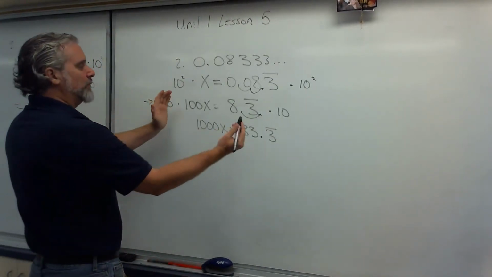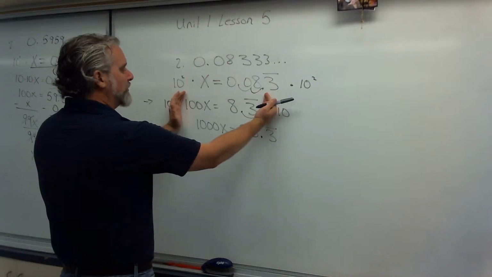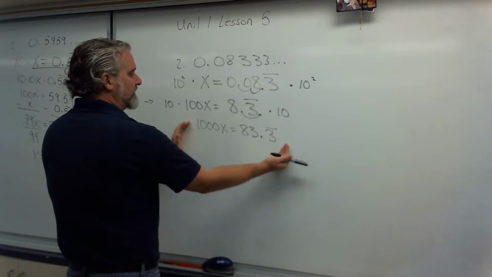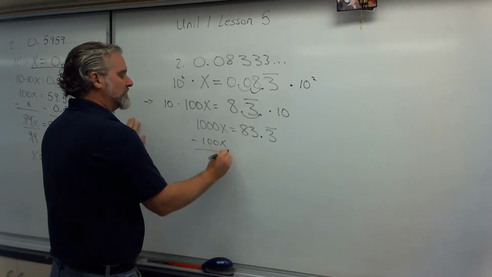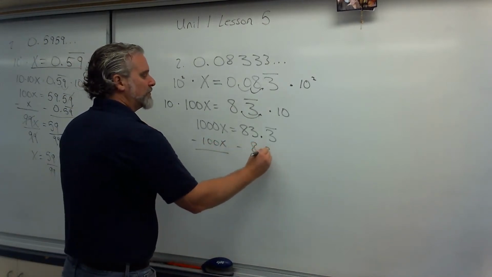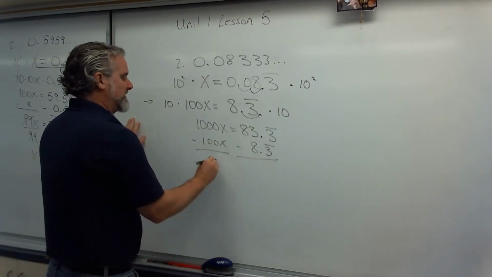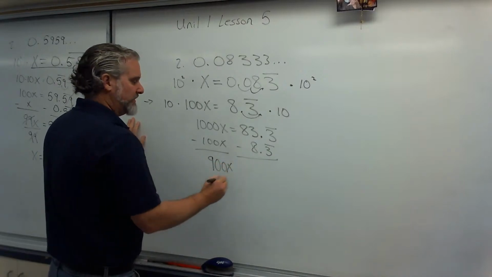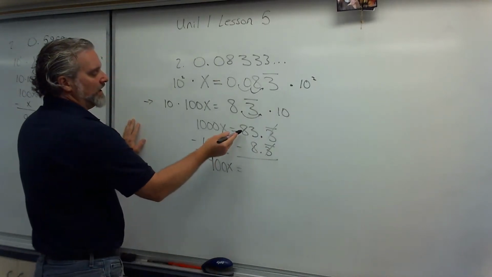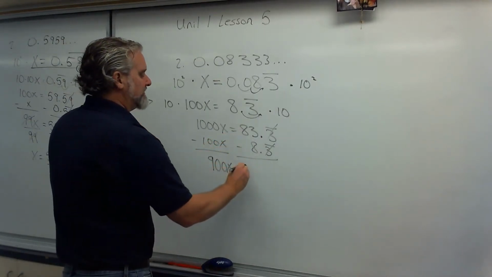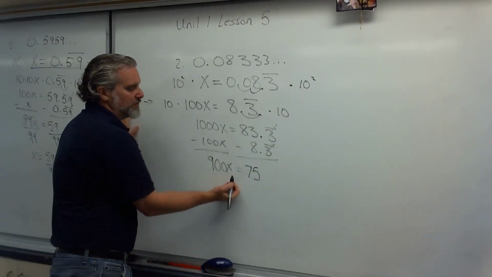So just as I mentioned, we're going to use this 100x equals 8.3 repeating. We're going to subtract that on both sides here to get rid of that repeating 3. So I'm going to subtract 100x from the left, and I'm going to subtract 8.3 repeating from the right. 1000 take away 100 is 900. Make sure you can still see that. And our repeating 3's get canceled out. 83 take away 8, and we get 75. So now we have 900x equals 75.